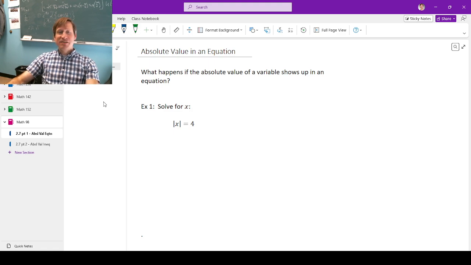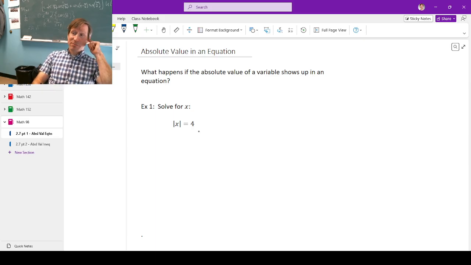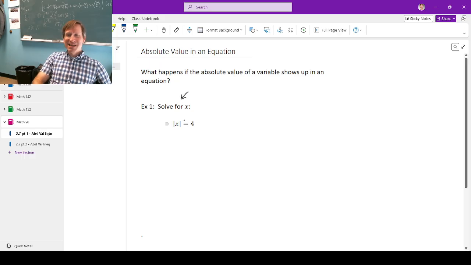So we have this idea of an absolute value, but things get a little tricky if absolute values show up in an equation. So here's an example of an equation with an absolute value. Let's solve this equation for x. Absolute value of x equals 4. So remember what the phrase solve for x means. What we're doing is looking for all values of x that would make this equation true if we put in our number for x. Right?